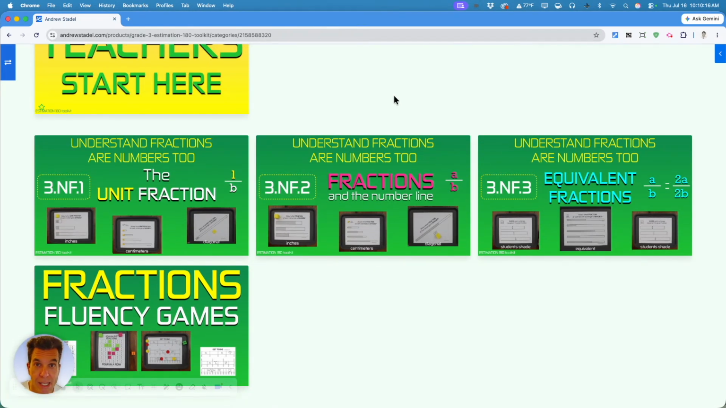And of course, we got to level it up with some fluency games. There's 2 fluency games. There's a 4 in a row fluency game. And then there's a game I call Get to 1, where students are practicing not only equivalent fractions, but placing fractions on a number line. They're going to love it.